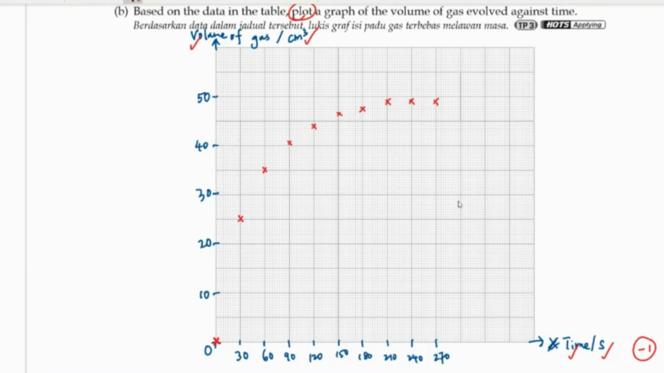So now, class, I think all of you here, you also plot the graph first. Okay. And after you plot the graph, then you draw the graph. Okay. So whenever you draw the graph, slowly, make sure that it is smooth, smooth graph.